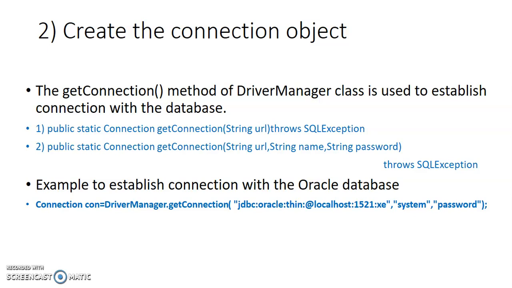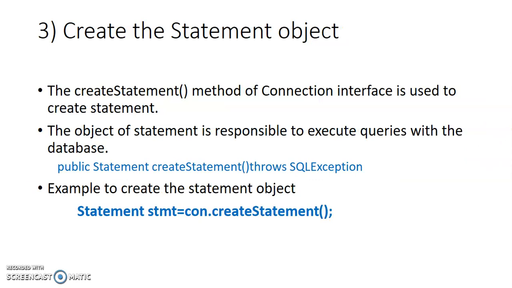Our third step is to create the Statement object. The createStatement method of the Connection interface is used to create the statement. Now check out, to create the connection object, we have used the getConnection method which was present in the DriverManager class. Now to create the Statement object, we are going to use the createStatement method which is present in the Connection interface.